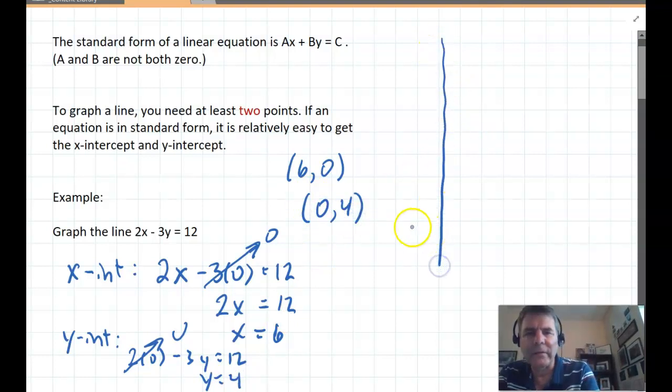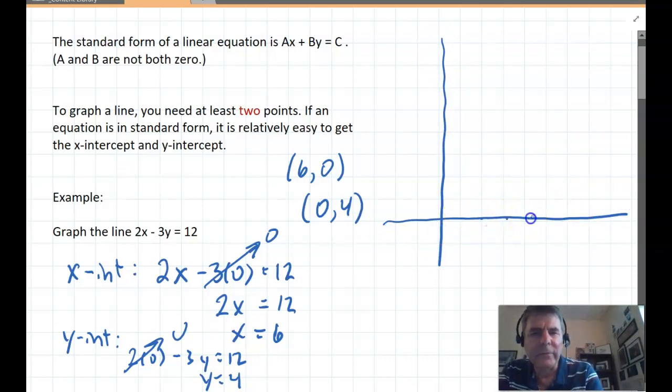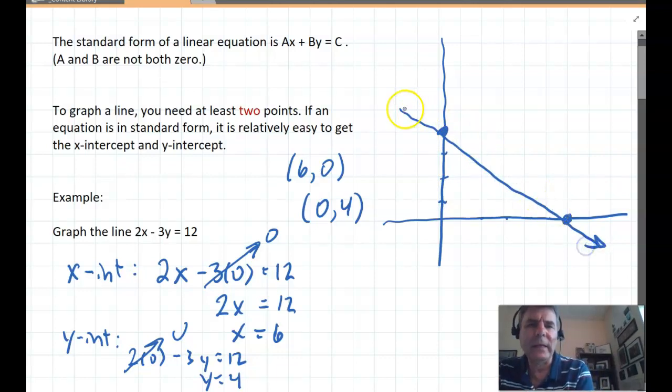Okay, so let's get some axes here. And I'm going to go 1, 2, 3, 4, 5, 6. There's 1 point on my line. And 1, 2, 3, 4. There's another point on the line. Connect them. And there's my line.